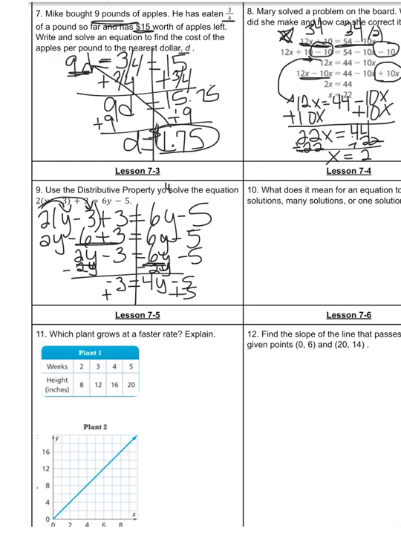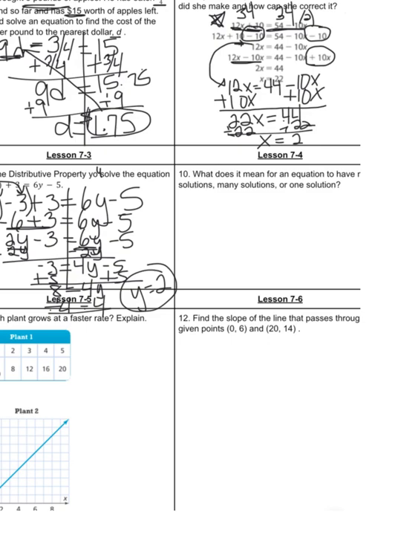Add 5 to both sides. I apologize, I'm running out of room. 2 equals 4y. Divide each side by 4. And you get that y equals 1/2. Didn't give myself much room on this. Number 10 now.